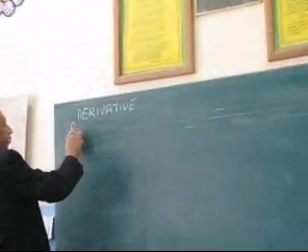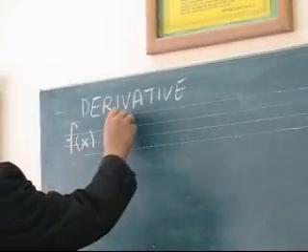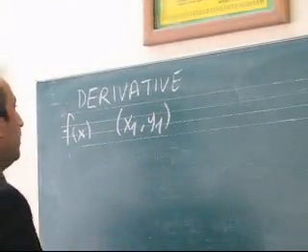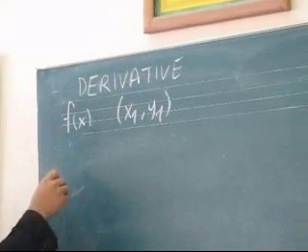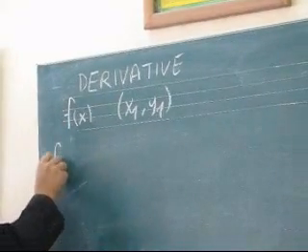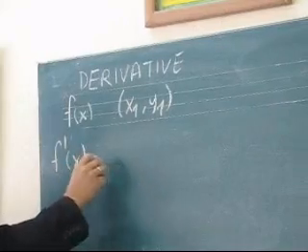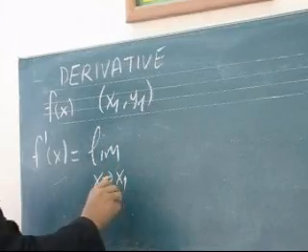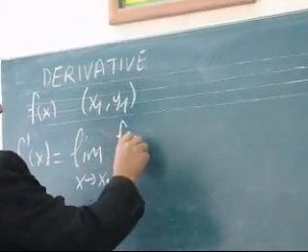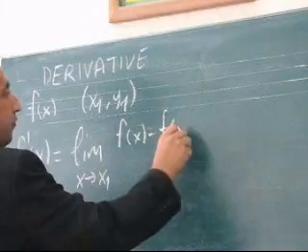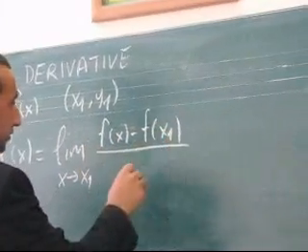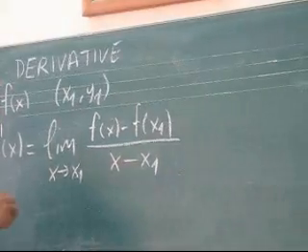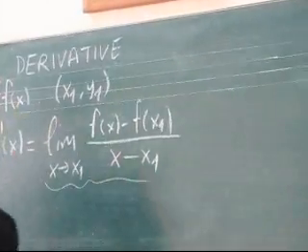Think of a function f of x and a point (x1, y1) on that function. The derivative of f of x is shown like this, and it is the limit as x goes to x1 of (f of x minus f of x1) over (x minus x1). This is the derivative of this function.